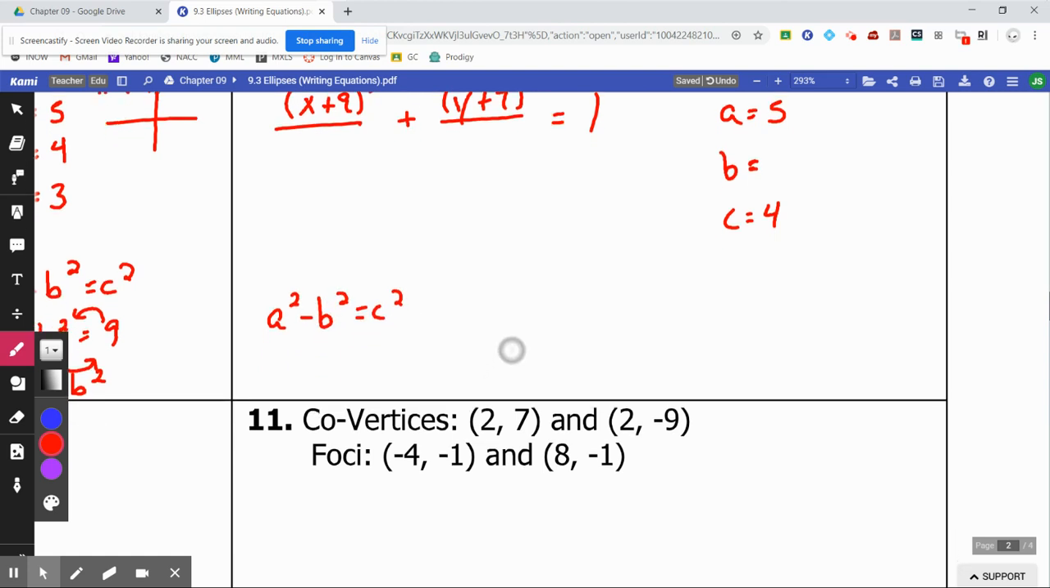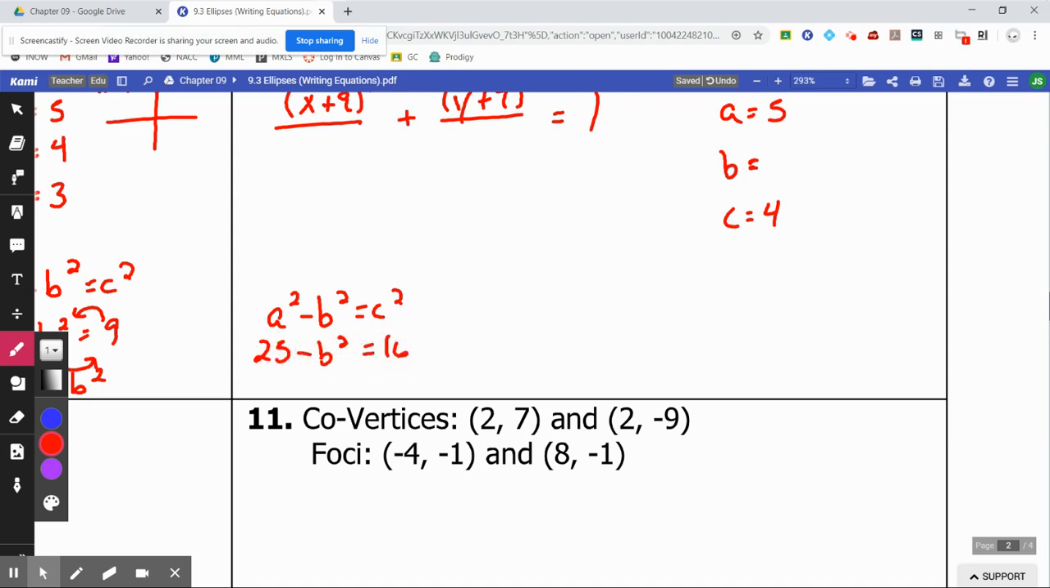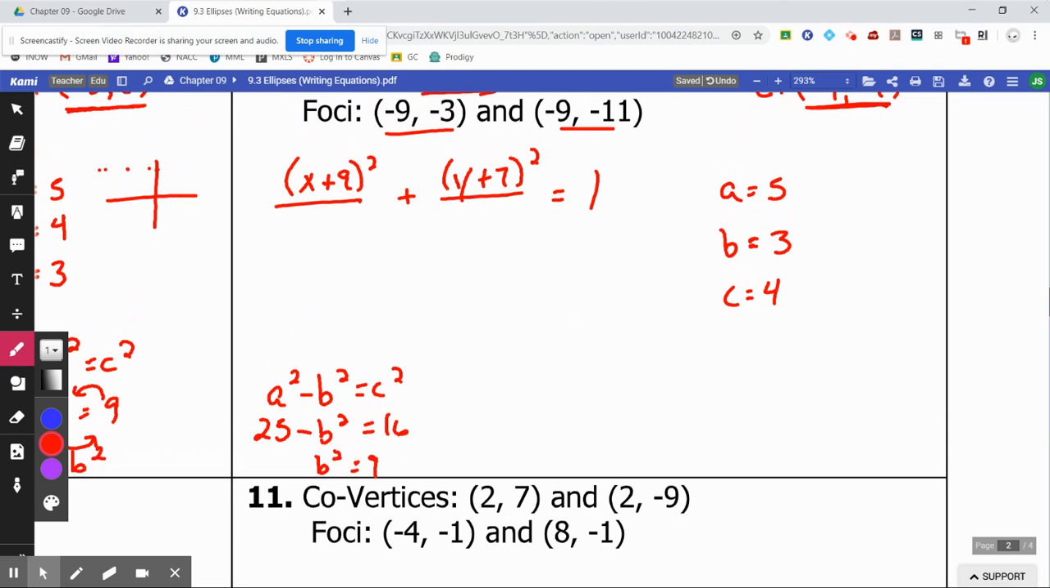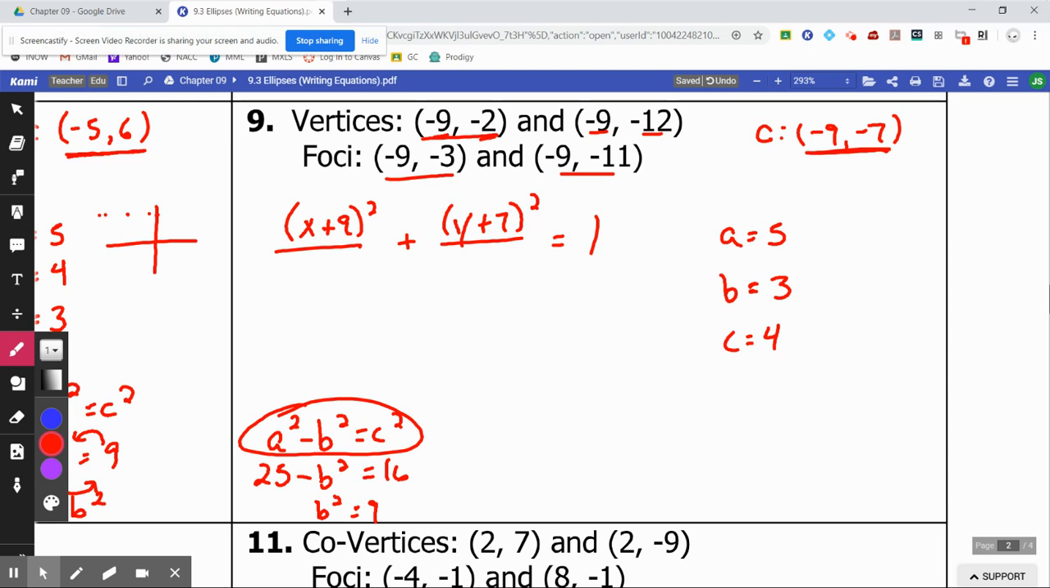Again, you can use A squared minus B squared is equal to C squared. That's the relationship. So since you have A squared is 25 minus B squared equals 16, that's going to give you B squared is 9. So therefore, B would have to be 3. And this is not a Pythagorean triple. You've got to be careful there because this is not the Pythagorean theorem. It looks a lot like it, but it's not.